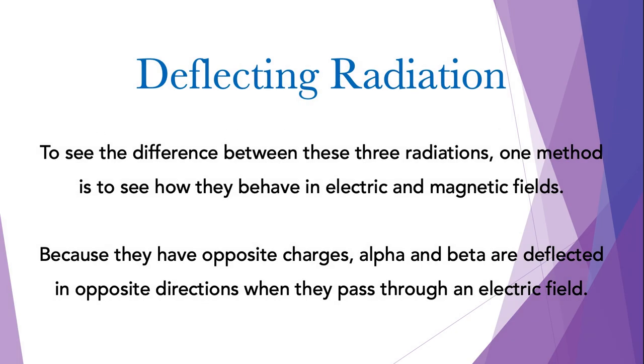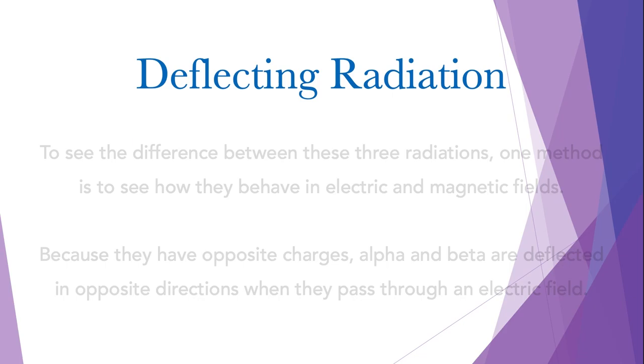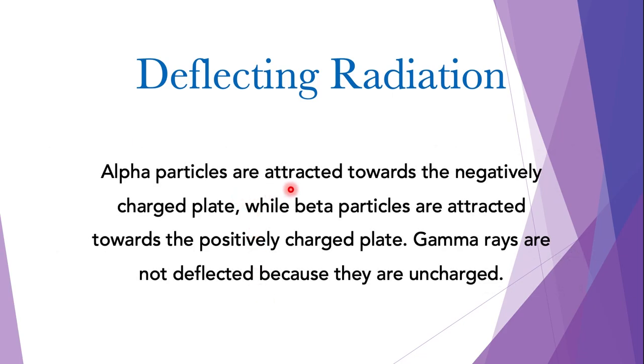So, deflecting radiation. To see the difference between these three radiations, one method is to see how they behave in electric and magnetic fields. Because they have opposite charges, an alpha particle is positive, a beta particle is negative, and gamma rays are neutral, all of these particles and rays are deflected in opposite directions when they pass through an electric field. So we are going to see the difference between the three radiations by this. Alpha particles, when they are passed through an electric field, are attracted towards the negatively charged plate.